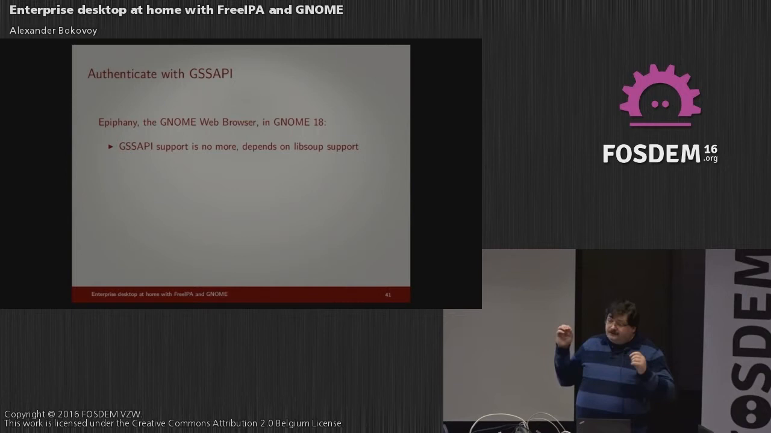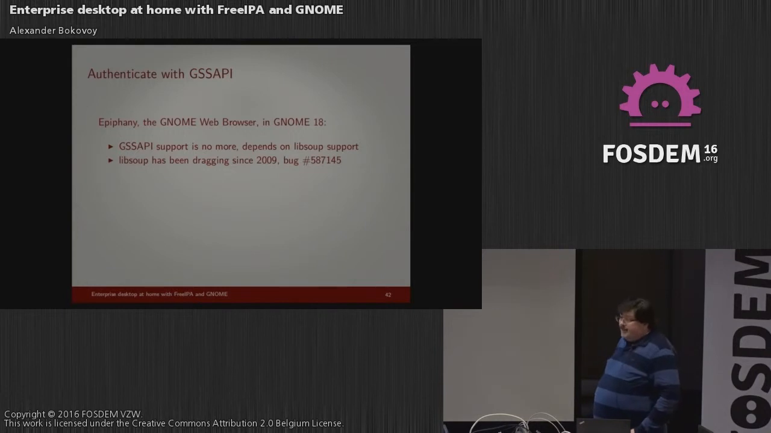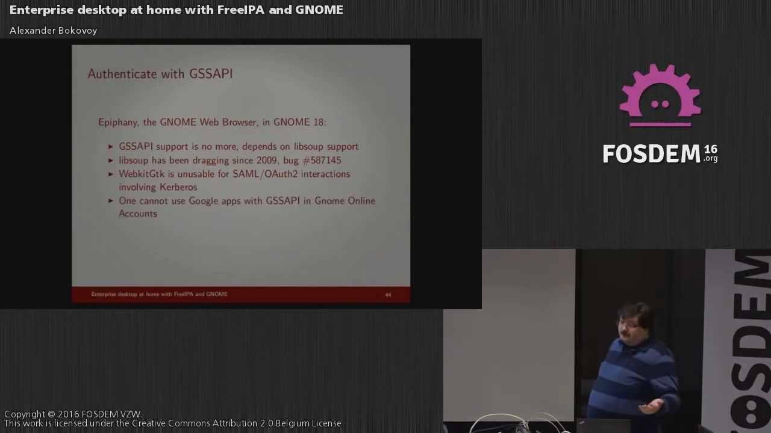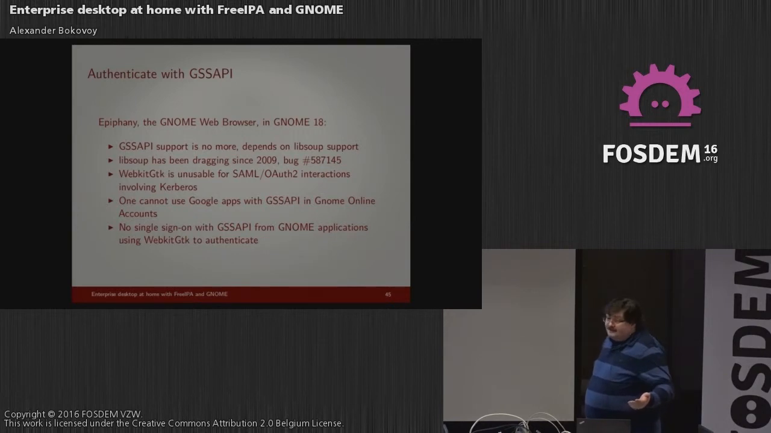Epiphany is a GNOME web browser. I will do it with just Epiphany here, and I will talk about the other parts, but practically, if you take Fedora 23 or any other release since 2009, the GSSAPI support is not there because it was removed from libsoup after refactoring. And there is a bug open since 2009 that asks for adding this support. And it's still not there. WebKitGTK is not usable because it uses it. So Epiphany is not usable with Kerberos. So for example, you cannot log in to Google applications with this one. And that's a pretty sorry state.